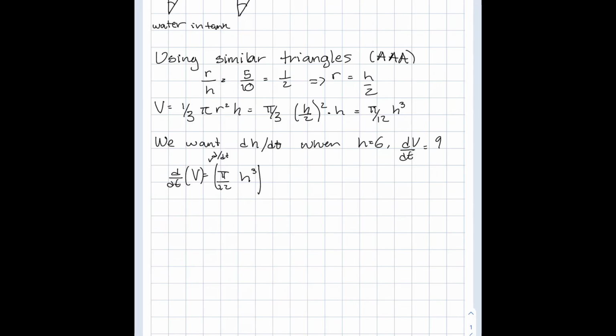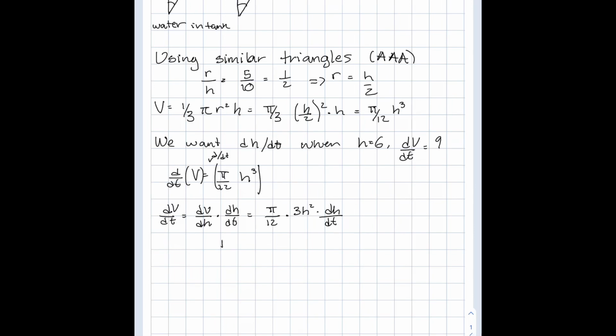Remember kind of what we talked about with implicit differentiation and chain rule? I know that dV/dt is going to be the same as dV/dh times dh/dt. Alrighty? So I'm going to take the derivative of V with respect to h and then multiply that by dh/dt. So that's going to be pi over 12 times 3h squared times dh/dt. Alrighty?